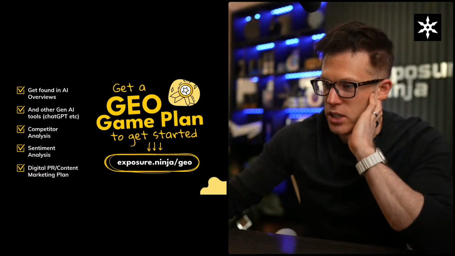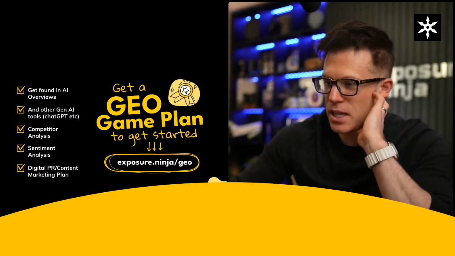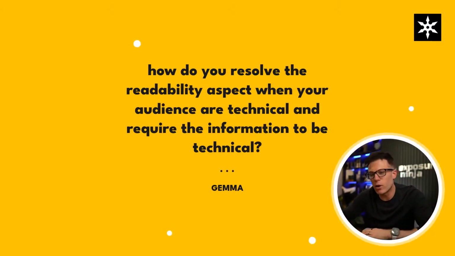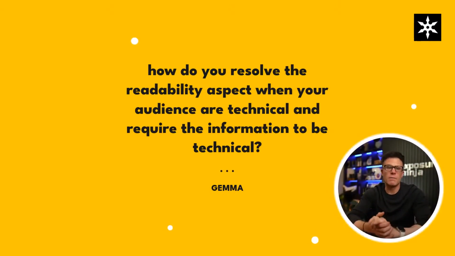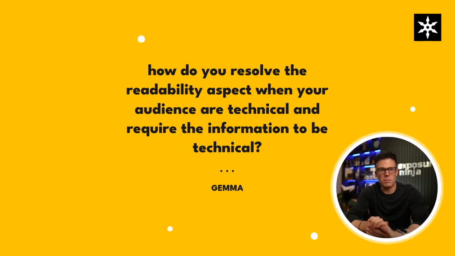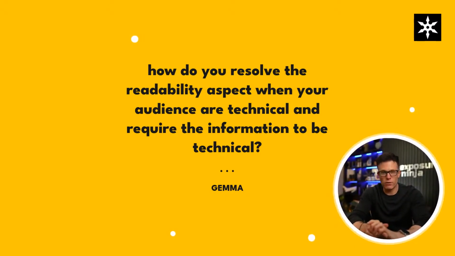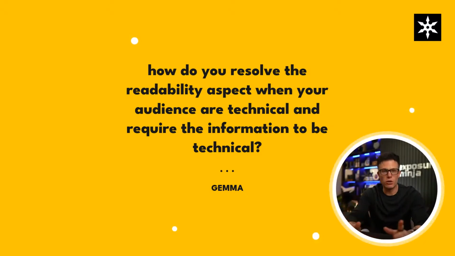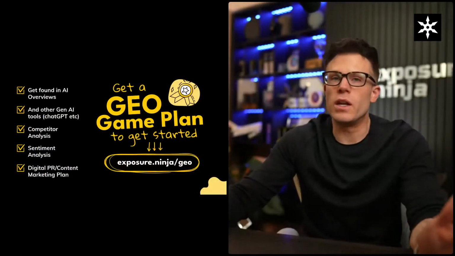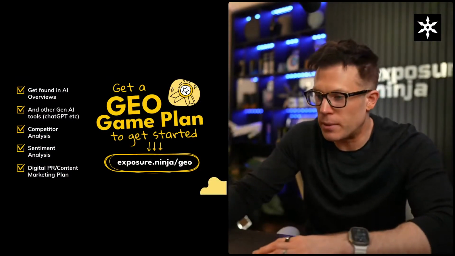Wow, there's a lot of questions. Gemma says, how do you resolve the readability aspects when your audience are technical and require the information to be technical? That's fine, Gemma. If your audience requires it to be technical, and if you need to be technical in order to be credible, then that's absolutely fine. You have to be true to your audience. Don't write for Homer Simpson if Homer Simpson is not your target audience. And we just have to hope that the AI tools respect that.